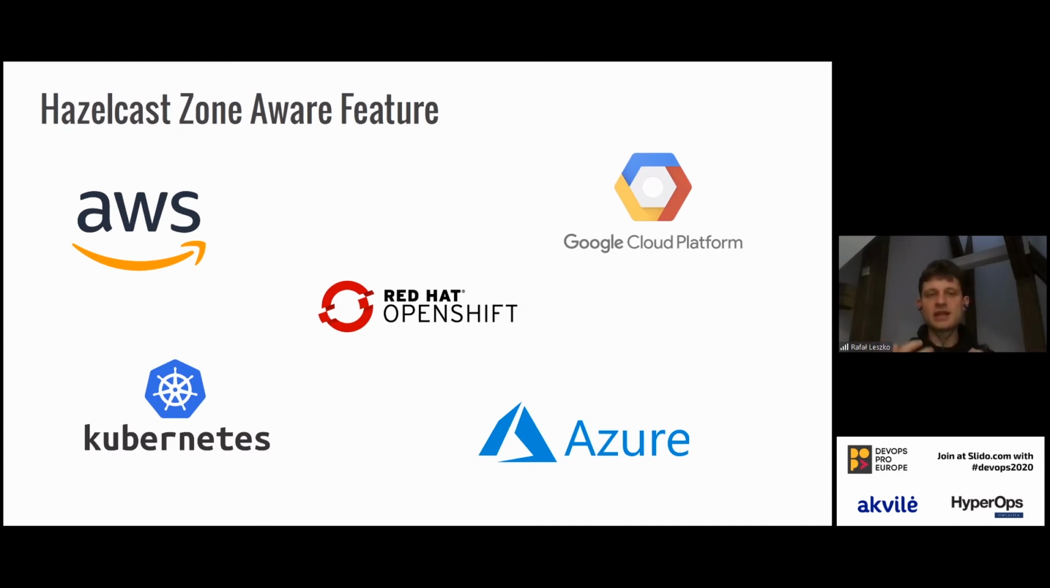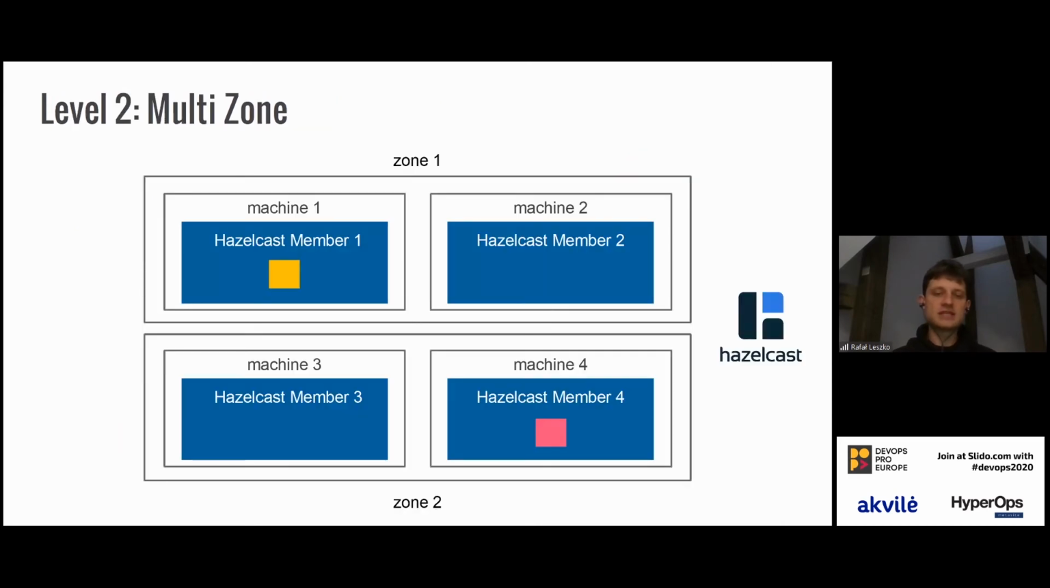And like this, we can guarantee that the partition backup is stored in a different availability zone, which results in a drawing like this: you are sure that if some data partition is on member 1, its backup can be on member 3 or member 4, but never on member 2 because it's in the same availability zone.